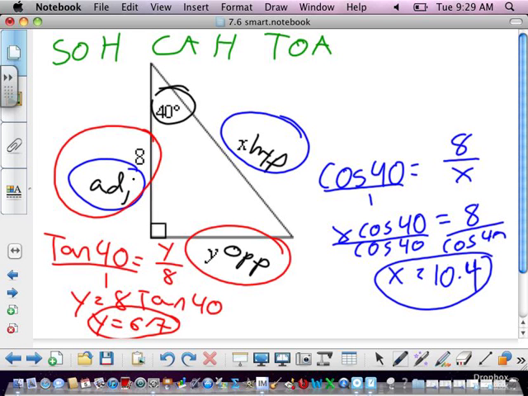Yes? Yes. It's not 2, it's an equal sign. The computer won't let me write.